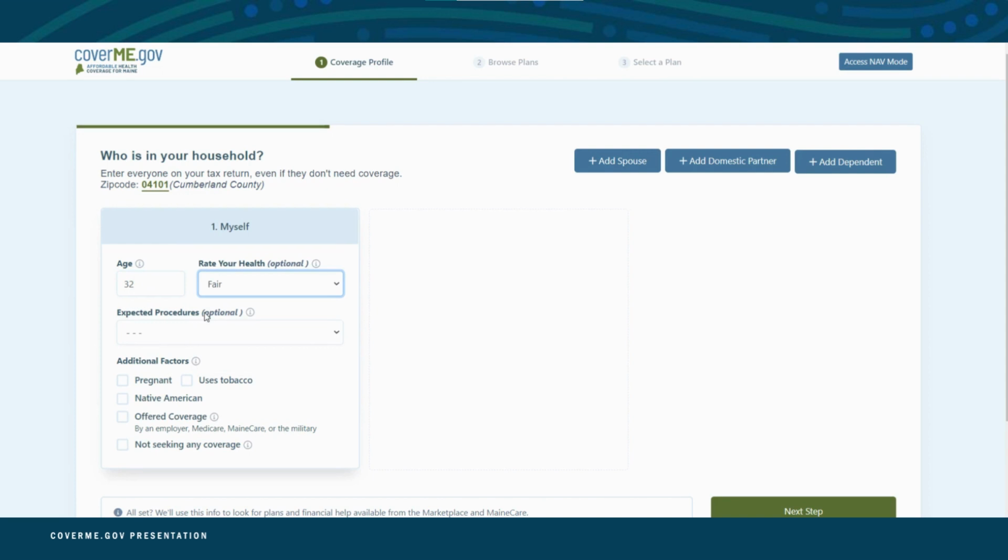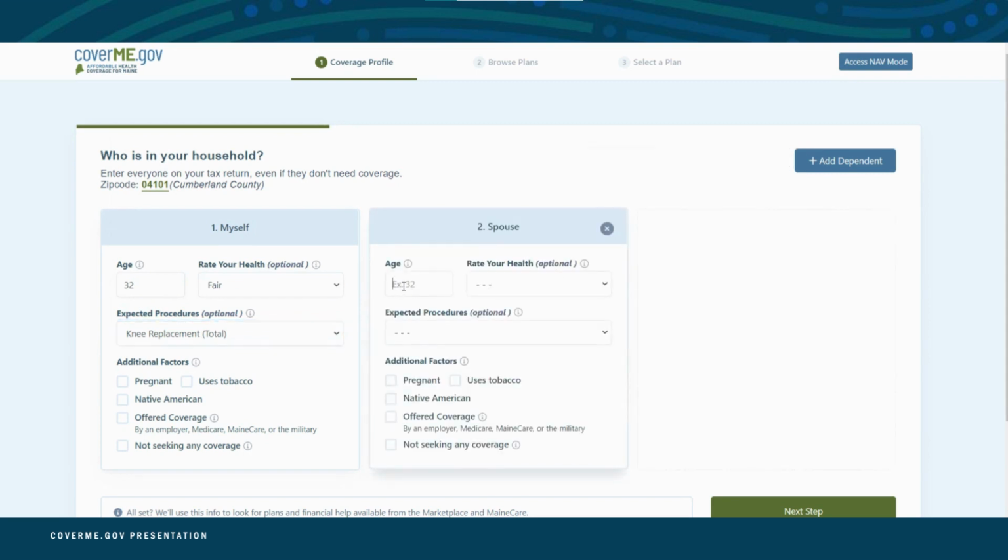Consumers can optionally enter any expected upcoming procedures or check if any of the additional factors listed apply to them. To add a spouse or dependent, select the relevant button and fill out information for that individual. To receive an accurate eligibility estimate, consumers should be sure to add members of their household if they are included on their taxes, even if they don't need coverage. To do so, they can select Not Seeking Any Coverage.